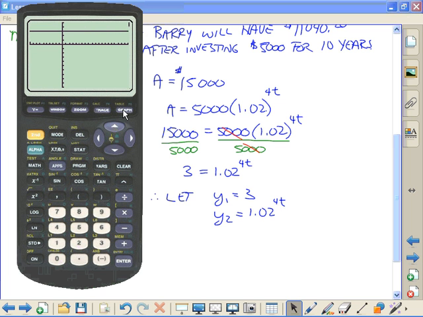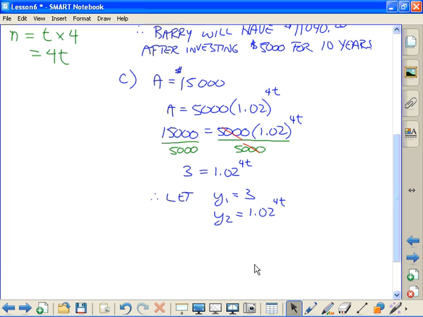So there is the value 3. Here's our curve. Is it going to reach it? Yep, looks good. We have a point of intersection right there. So finding your point of intersection is the same as what you did yesterday. The point of intersection is 13.9 and 3.